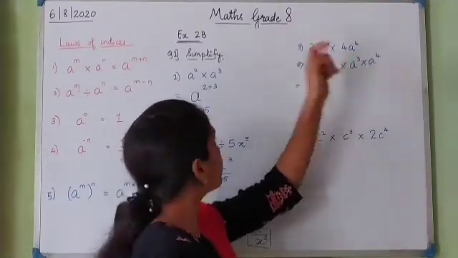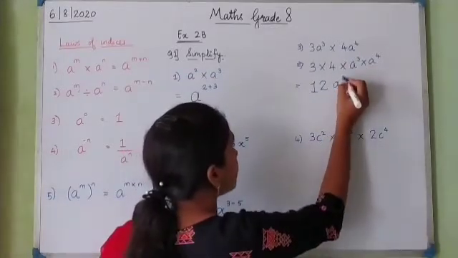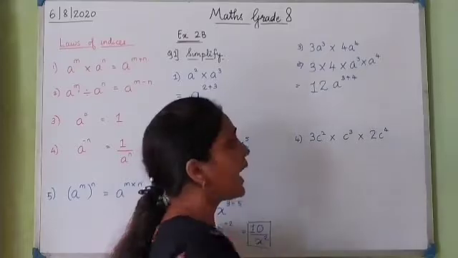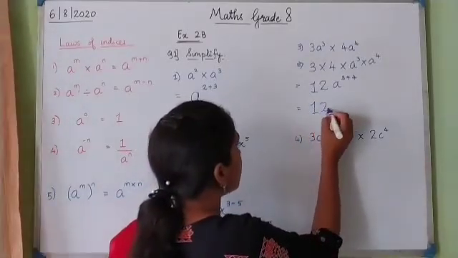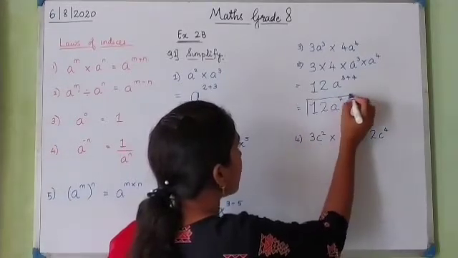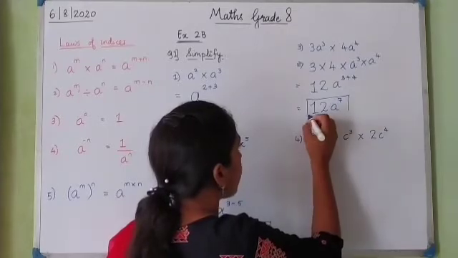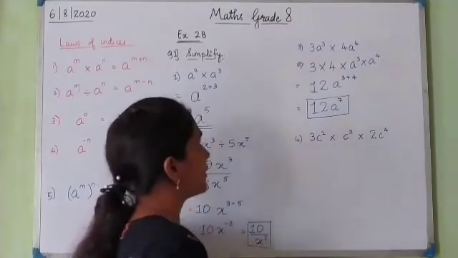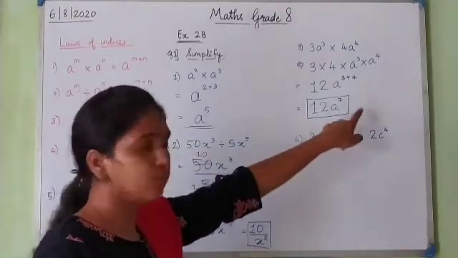So according to the first law of indices, we write this as a raised to 3 plus 4. We have to add the indices. So this becomes 12 into a raised to 3 plus 4, which is 7. So this is the final answer of the third example. When we simplify this, we get 12a raised to 7.